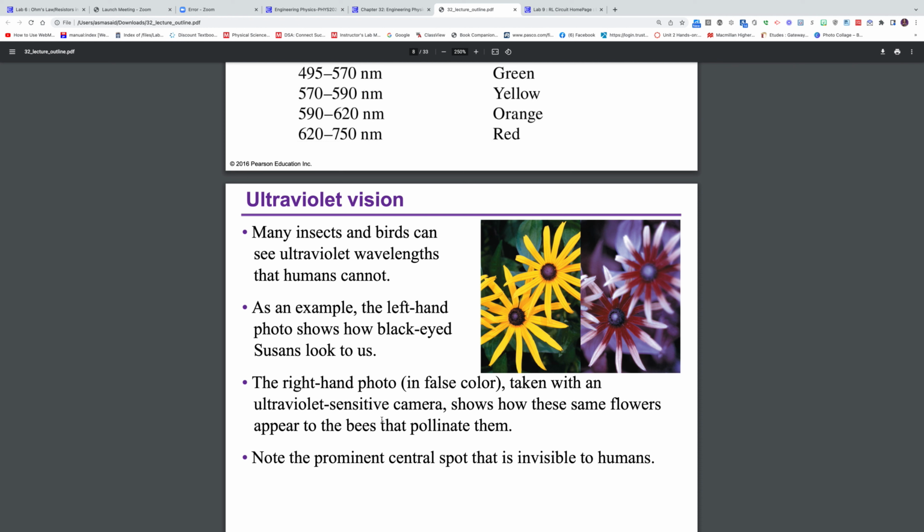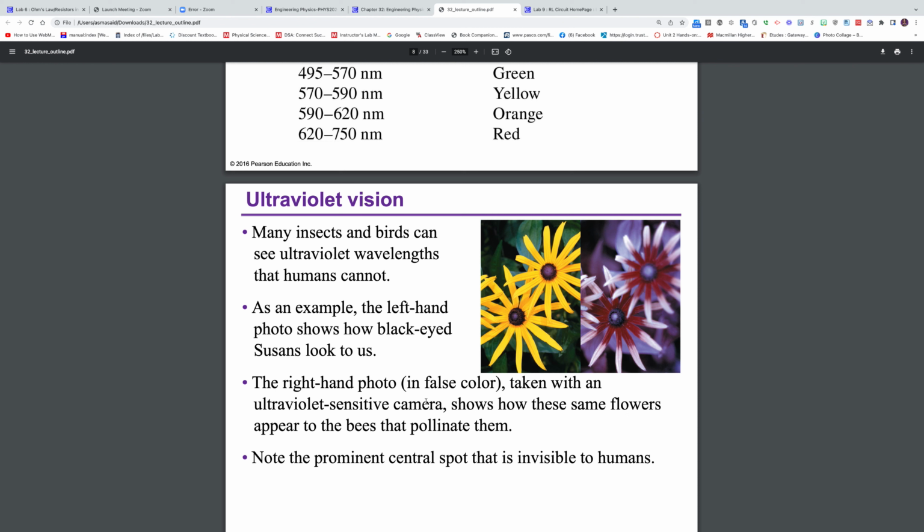It is ultraviolet vision, and here you're going to see that we are talking about insects and birds. They can see ultraviolet waves that humans cannot. For us, this is what we are going to see from these black-eyed Susans, whereas this is what the picture is going to appear to birds and insects. Some of it is going to be UV.